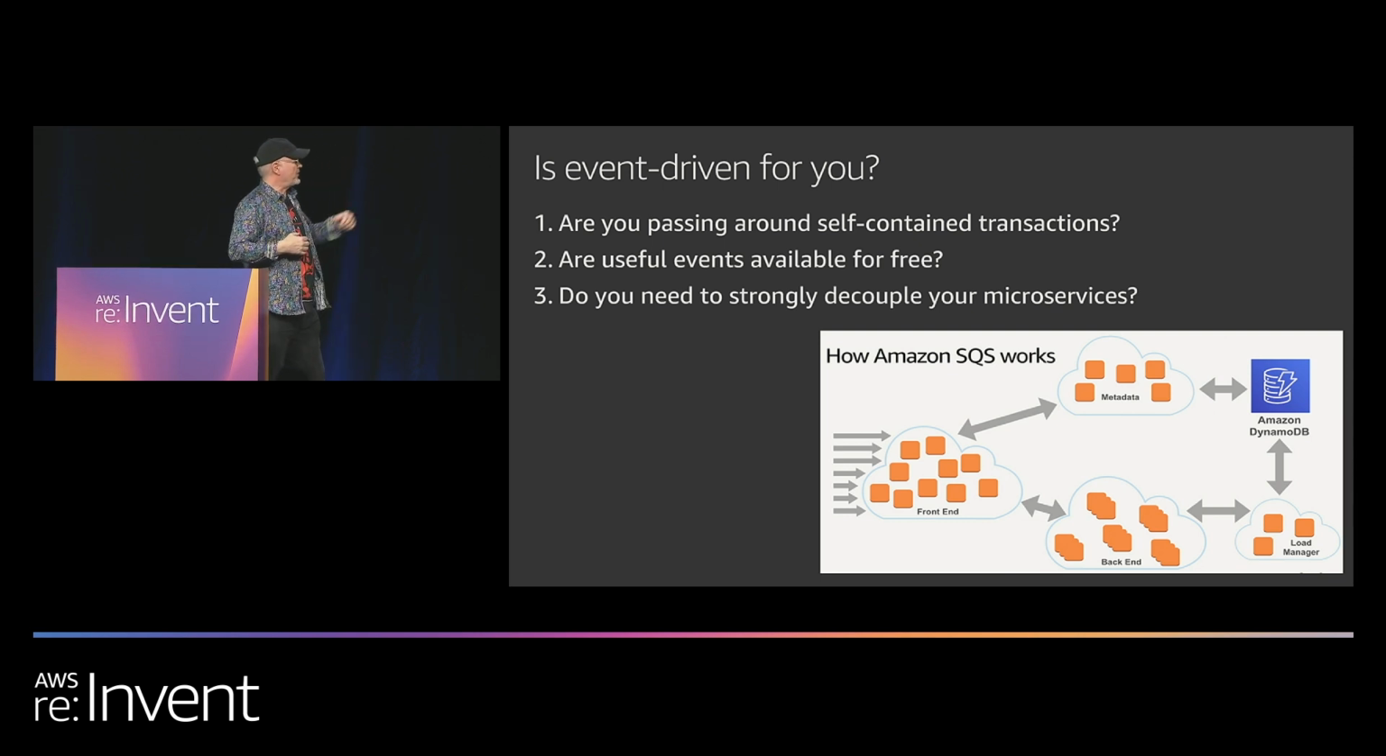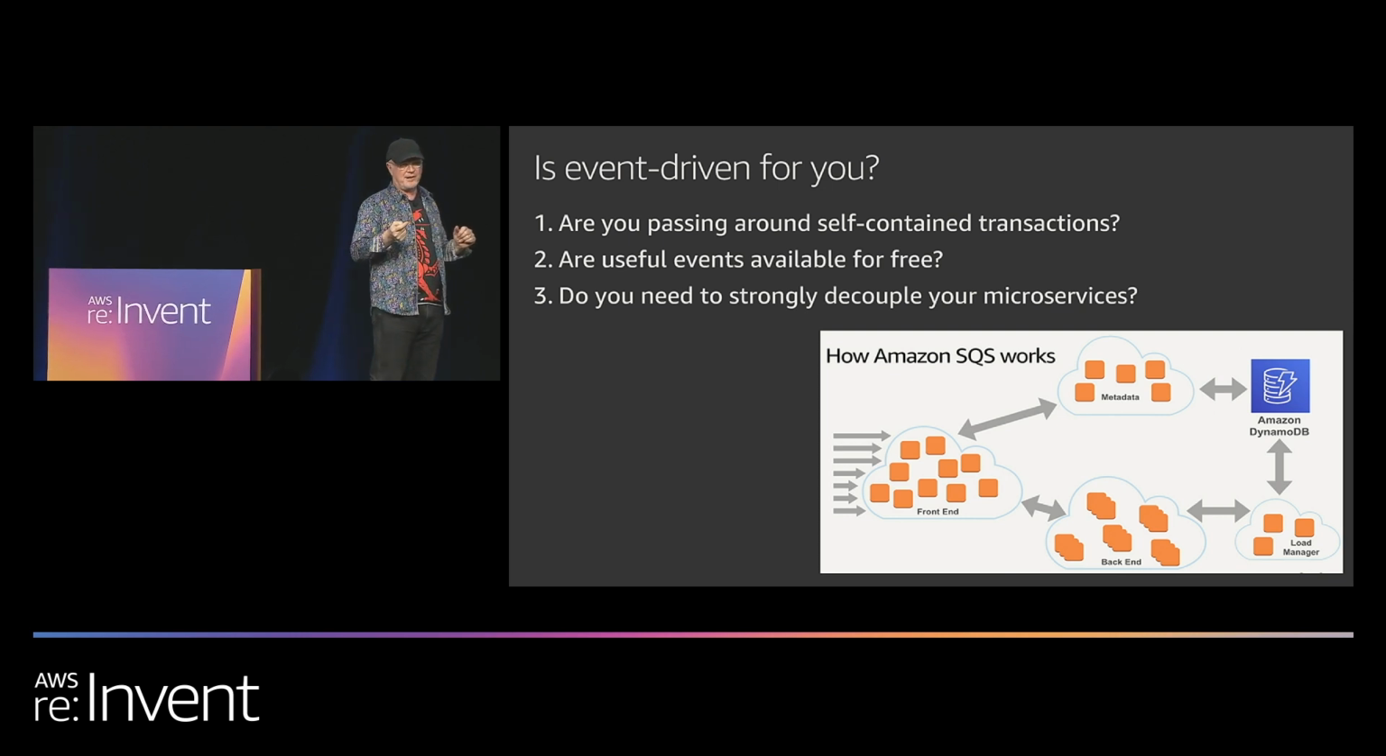So, the slide I should have talked about was, this is a slide from my talk last year when I talked about how SQS worked, and it's an example of this scenario where you have microservices that need to be strongly decoupled. Now, an interesting point is, sometimes the need for strong decoupling may not be technology-based, it may be organizationally based.